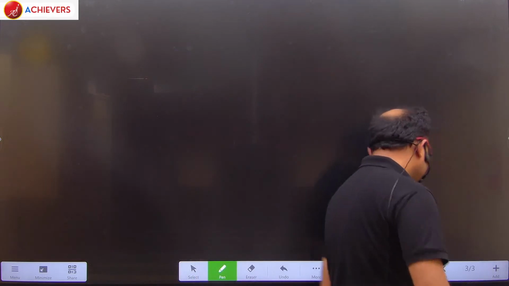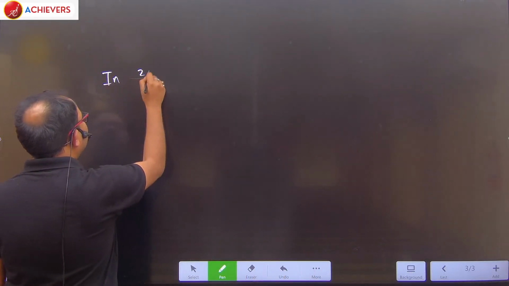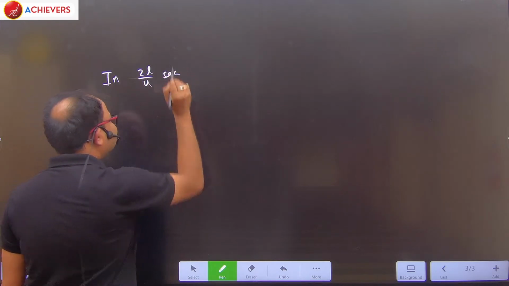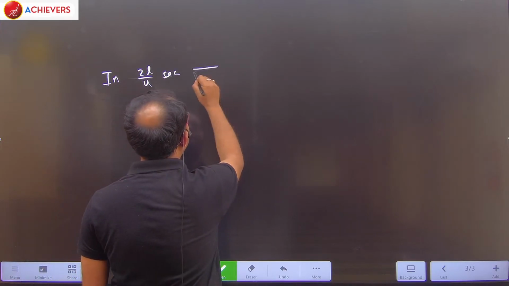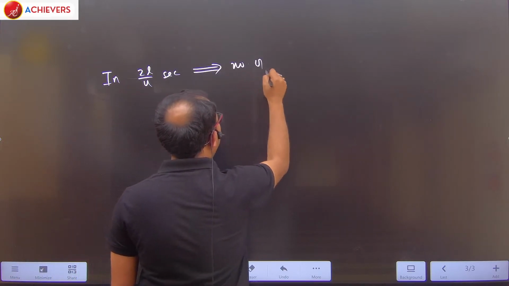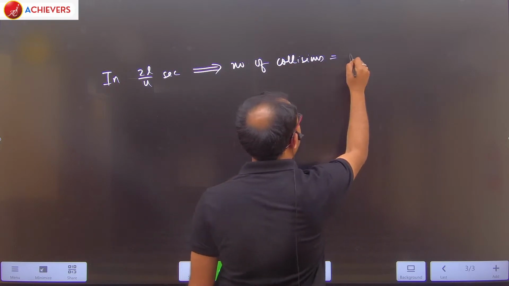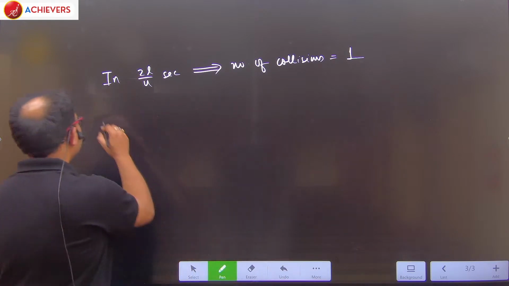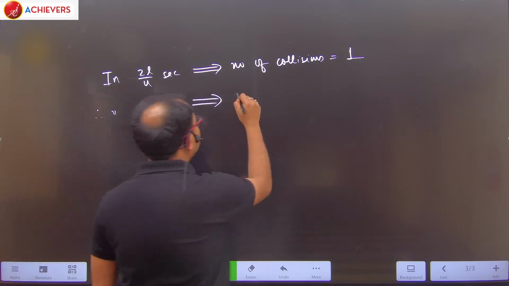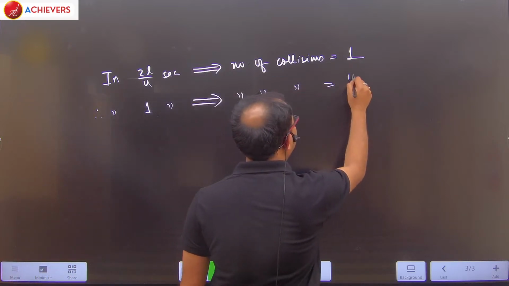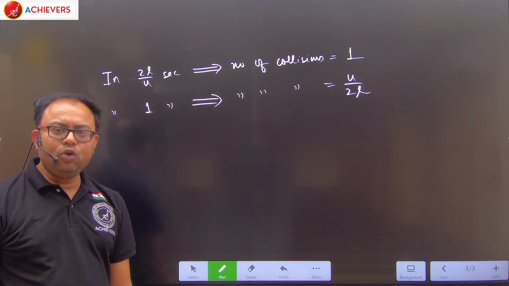So you can say in 2L by u seconds, so let us measure the time in seconds, the number of collisions is equal to 1. Therefore, in 1 second, how many collisions will be made? The number of collisions will be u by 2L. So you'll have u by 2L collisions.